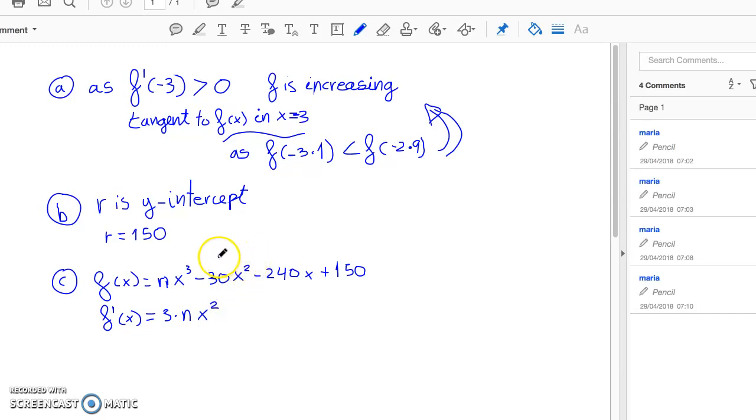Here we do the same. The 2 falls down, and the 30 stays, multiplies the 2. That makes it a 60. x to the 2 minus 1 is 1. The 1 I don't need to put. And here is like having a 1. The 1 falls down. So minus 240. And I could say this is x to the 1 minus 1 is a 0, x to the 0 is a 1, so I don't need to put it, and that's my answer.